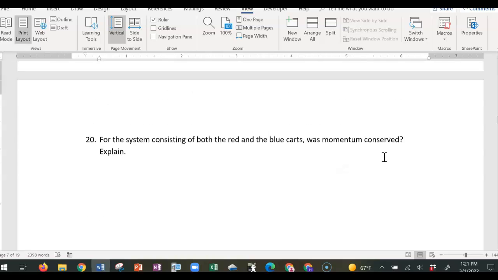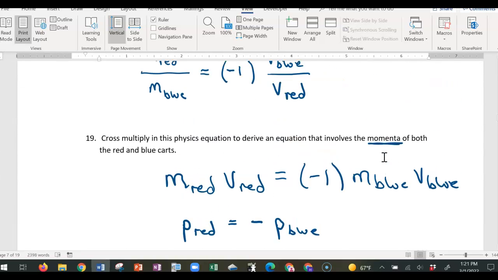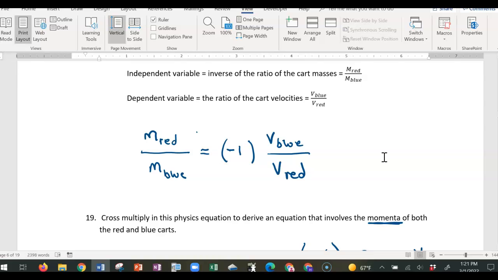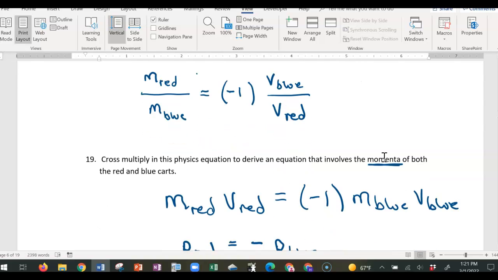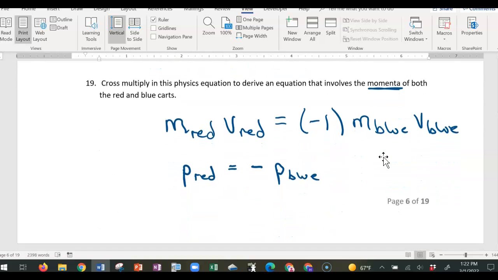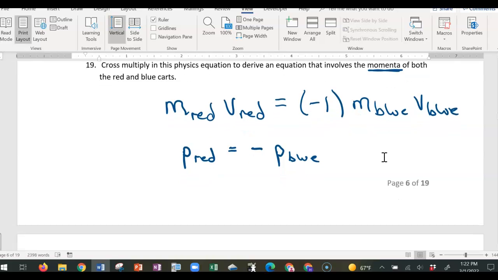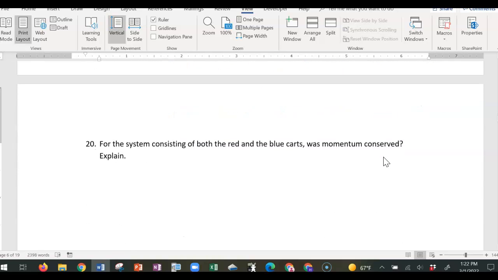So we just finished writing a physics equation for this activity, and then we cross-multiplied to find this relationship that says that the momentum of the red cart equals the negative of the momentum of the blue cart. The reason that we could end up with zero momentum in the system after the explosion is because the two carts moved in opposite directions and therefore their momenta had different signs.